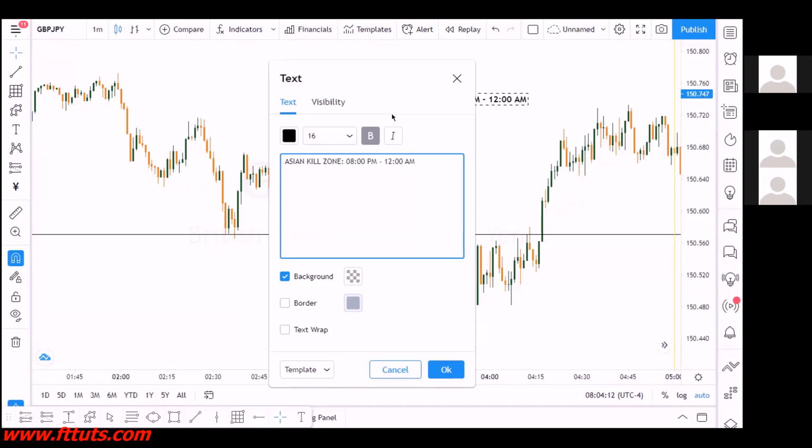These are GMT, right? No, New York time. New York EST. These are EST.